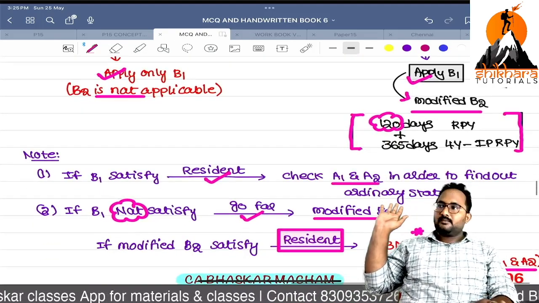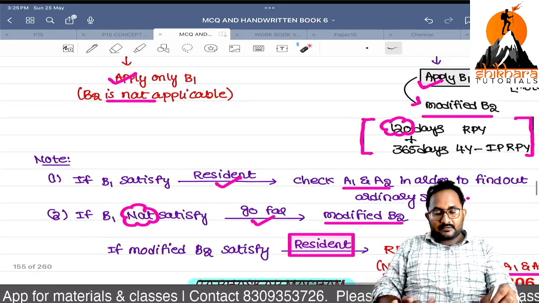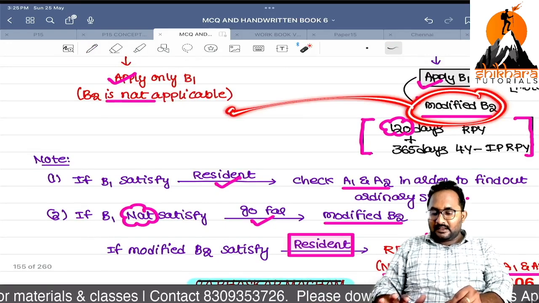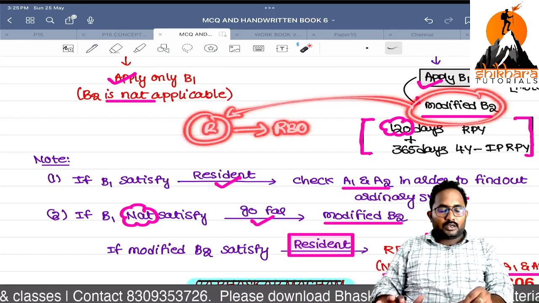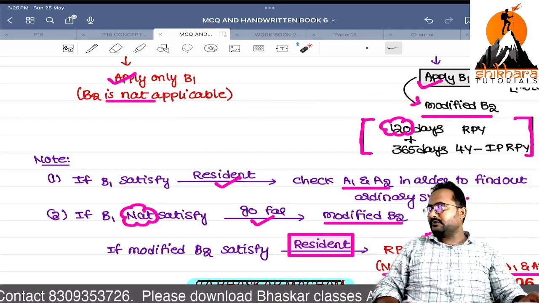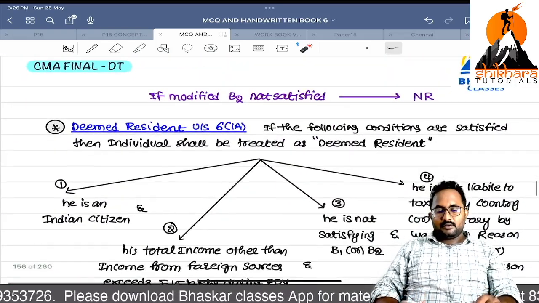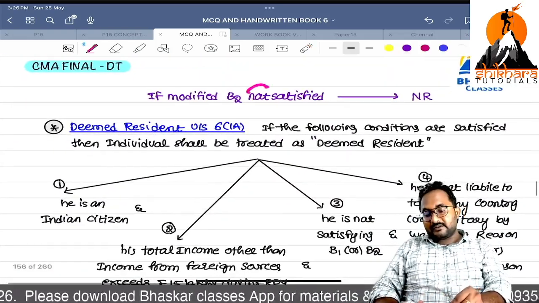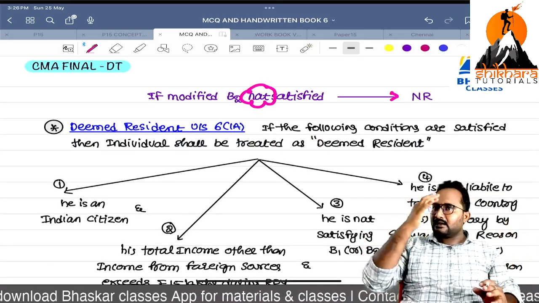Are you clear up to now? Again I am saying, always we have to check, but this is an exception case. Modified B2 satisfied means resident. Resident means resident but not ordinary resident. Clear up to now? All of you? Now, next. If modified B2 is not satisfied, what can we do? We can't do anything. Directly we can classify as a non-resident.